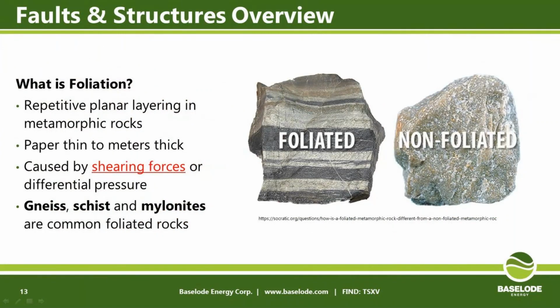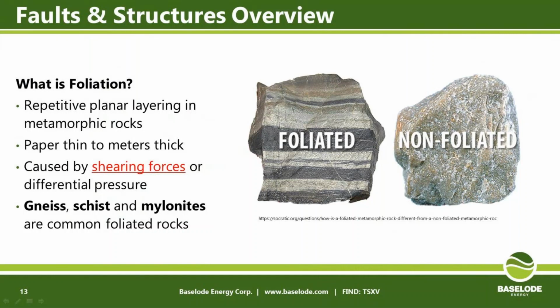One last concept before we move on to some Athabasca and shadow examples. Foliation. Foliation is a repetitive planar layering in metamorphic rocks. We typically call foliated rocks gneiss, schist, or mylonites. Some of you may have heard these terms before, but have you actually understood them? Well, the definition is there for you, and I use foliation as my main guide for determining the most likely fault and structural orientation. Why?